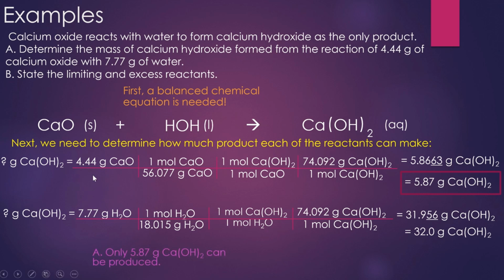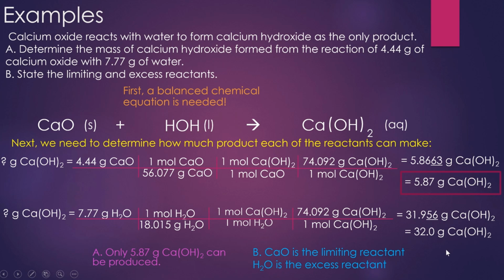So to answer part A, only 5.87 grams of calcium hydroxide can be produced. Part B, calcium oxide is my limiting reactant. It ran out first. Water, in this case, will be my excess reactant. I can make more than enough calcium hydroxide with my amount of water, and I'm going to have some water left over. It is in excess. It is my excess reactant.